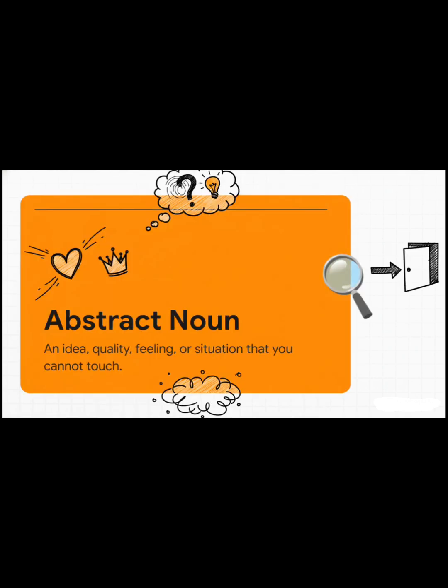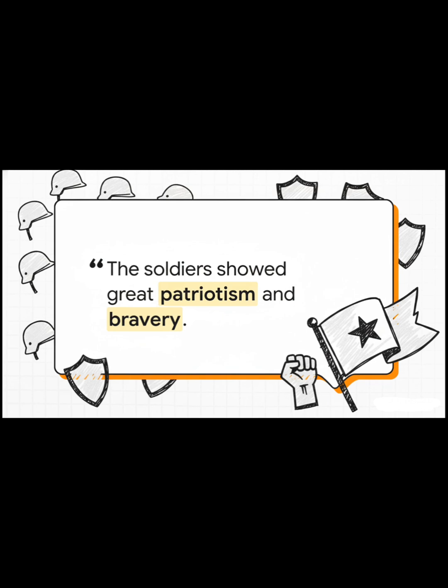The other special category is the abstract noun. Now remember back at the beginning when we said a noun could be an idea? Well, this is what we were talking about. These are nouns for things you can't physically hold or see, like a feeling, a quality, or a concept. Take a look at this sentence. The soldiers showed great patriotism and bravery.